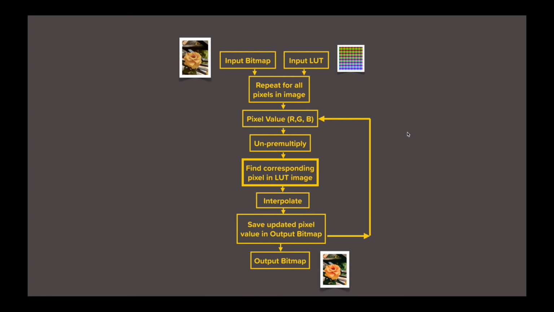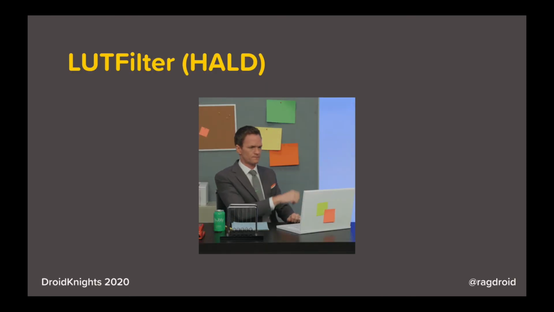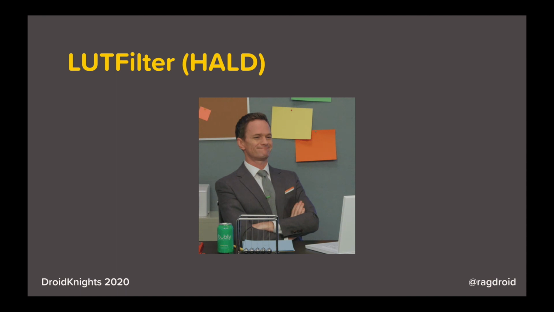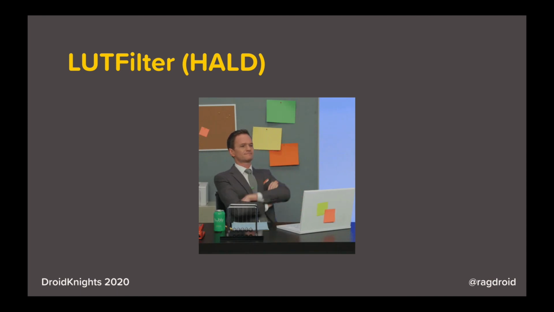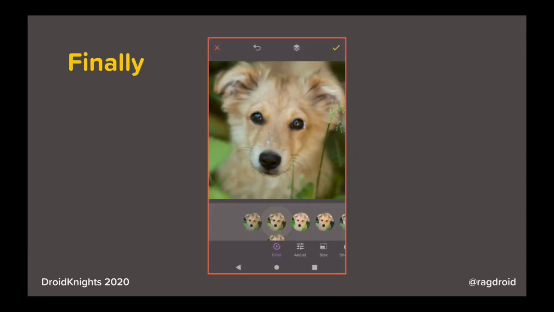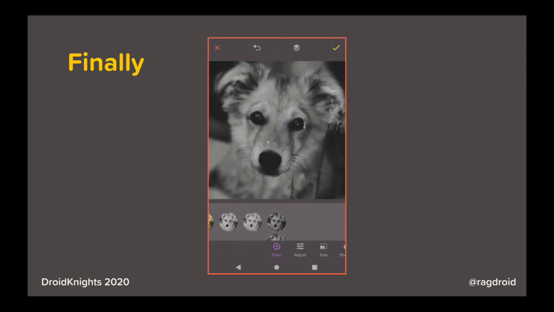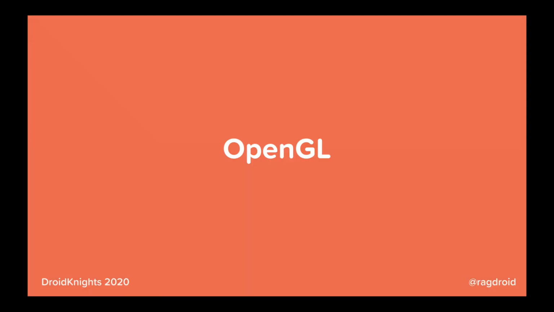So I just replaced that particular step with this new step, and congratulations, we have successfully implemented HALD format, and we are again really happy. And finally, this is the output of all this hard work. This is actually a GIF from our own app, and this is how it looked at that point. We have a bunch of filters that we can apply, we can change their intensities and everything. So yeah, that was using Renderscript.